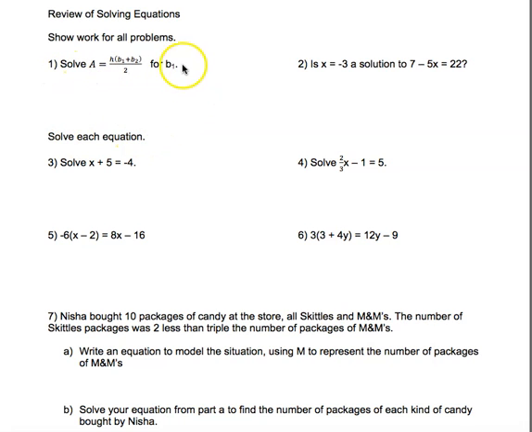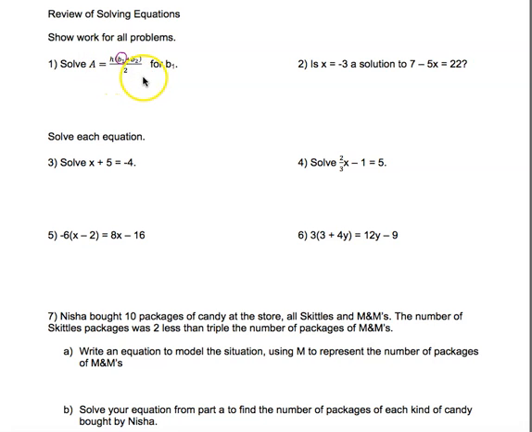So the first thing we went over was literal equations, which are like formulas where we have more than one variable. And in this case, we want to solve for b sub 1. So that means this is what I want to get by itself. So I've got lots of things that I need to get rid of in order to get that b sub 1 alone. First thing that I see is this big divided by 2.